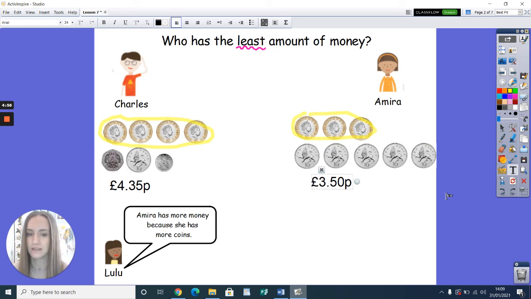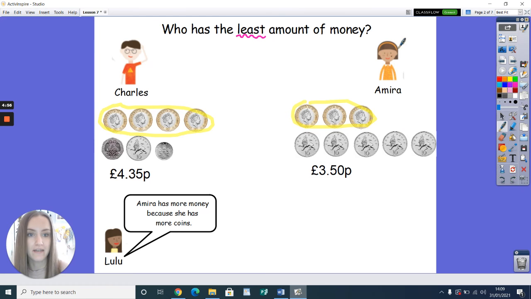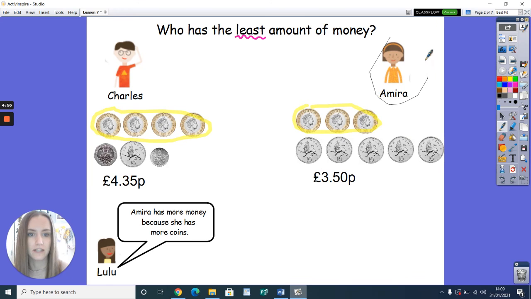Tell your adult. Right, if you said that Amira has got the least amount of money, you'll be correct because she has got fewer pounds. £3 is fewer, is less than £4. So Amira has got the least amount of money.